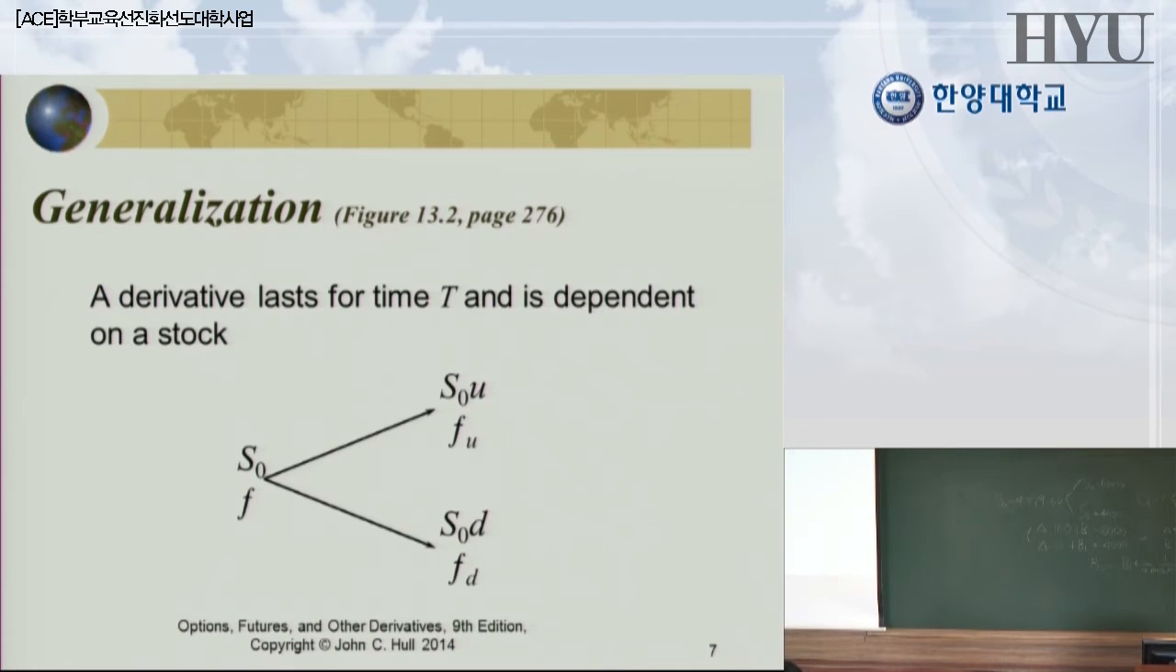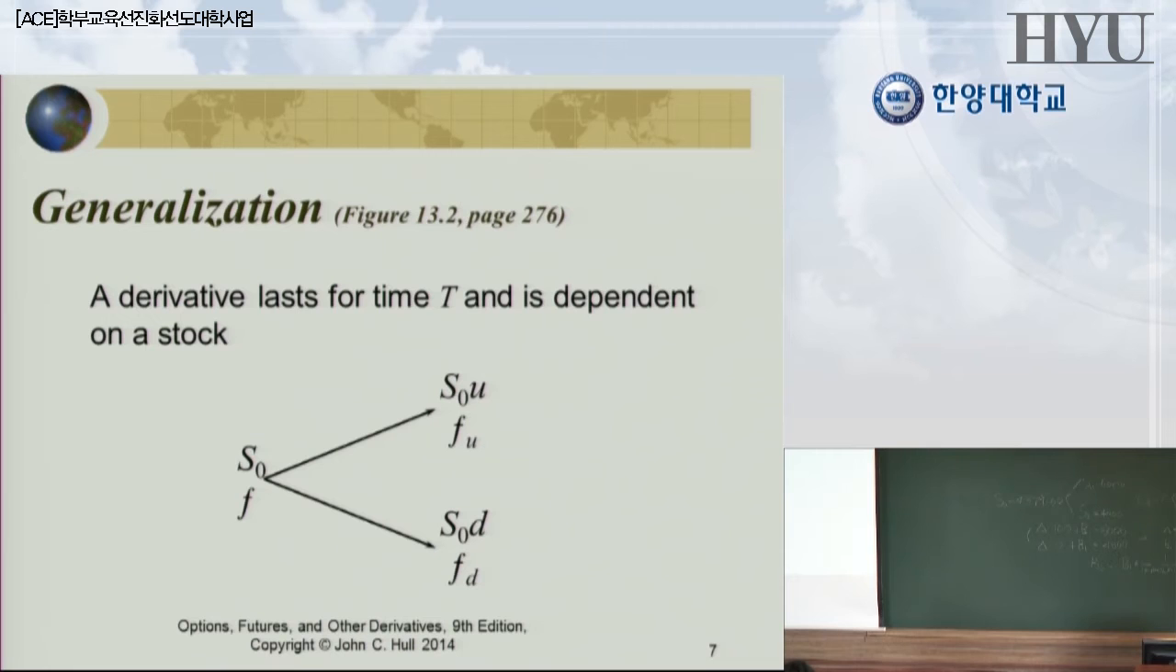Anyway, S0 is the current stock price, which we know, and it can go up and down. If it goes up, then S0U. If it goes down, then S0D. Of course, you can ask, how do we know U and D? It is not difficult. I will let you know how to do that. Anyway, suppose we know U and D.